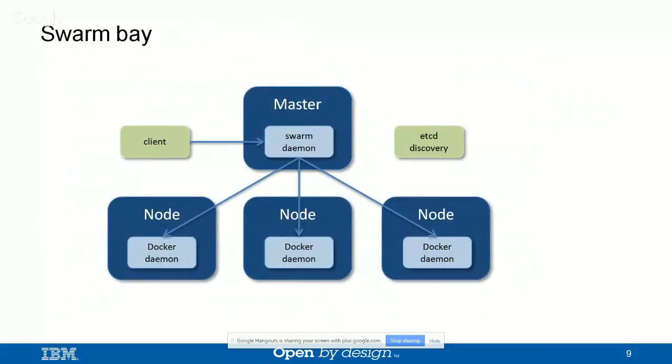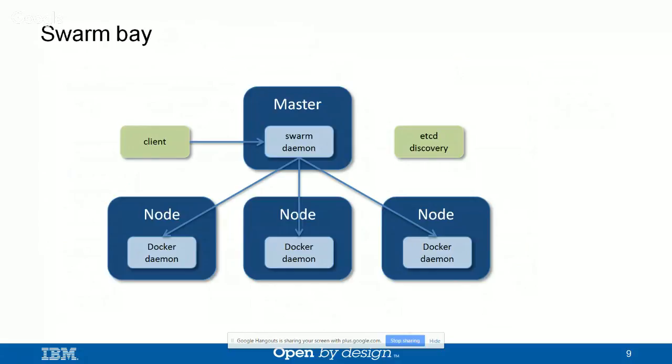Okay. Now let's look at what happens when we create a different kind of bay. First is a swarm bay, and this is one of the kinds of clusters you can create with Magnum. When we create a swarm bay, you have a master and a number of nodes that host your containers. In the master you run a swarm daemon, and in each of the nodes you run a Docker daemon. That's how it works.